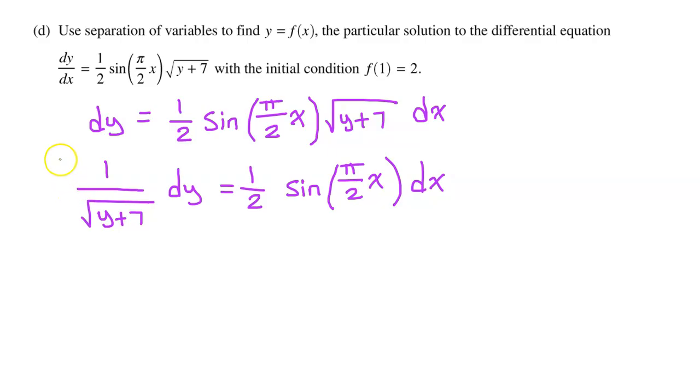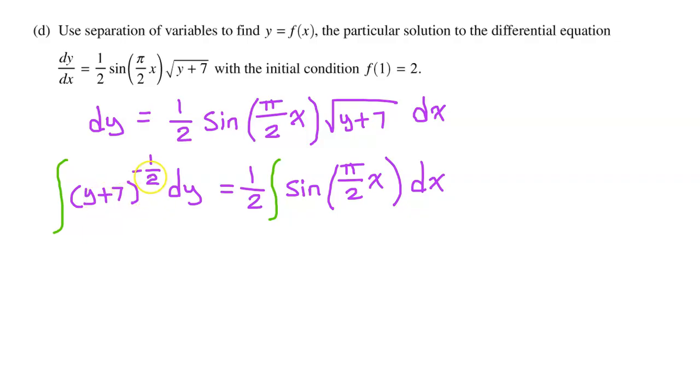Now that we have all of the y factors on the left and all of the x factors on the right, we can integrate both sides of the equation. I'm leaving the 1/2 outside of the integral. The left side will be easier to integrate if I rewrite this fraction as y plus 7 to the negative 1/2 power. To integrate the left side, I will use a mental u substitution. I'm thinking of y plus 7 as u. In that case, u prime is just 1. So normally we have to be careful to divide by u prime, but dividing by 1 changes nothing. So I'm just going to go ahead and integrate.